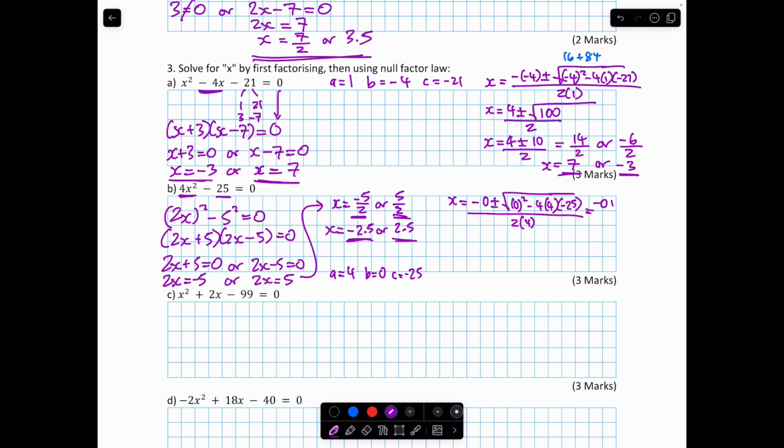Negative 0 plus or minus. I'm going to do the working out. Under the square root, 0 negative 4 times 4, negative 16. You've got 400. Over 2 times by 4 is 8. Is there a square root of 400? It's 20, so plus or minus 20 over 8.